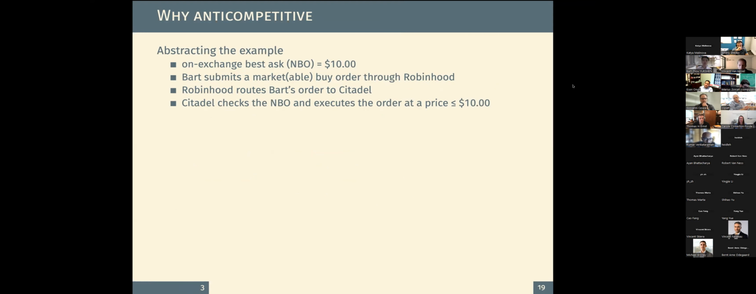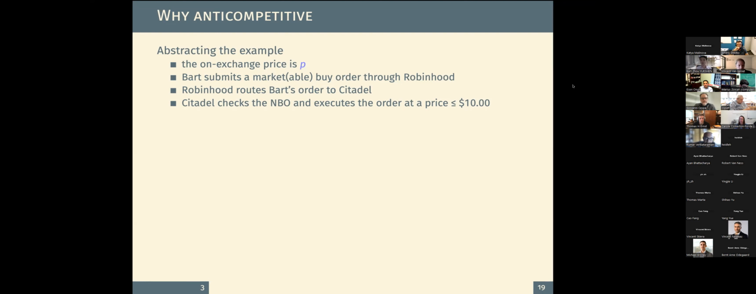Okay, so I'm going to do a little bit more math. I'm going to abstract the example into some notation. So far, it's exactly the same example as in the previous slide, but I'm going to introduce some new notation. Instead of saying that the on-exchange best price is $10, I'm going to call it the price P on exchange. In the model later, we're going to assume full transparency, and it is a double auction on the exchange. So we are not going to have bid and ask. It's going to be a single price on exchange when it clears. So that's the price P.